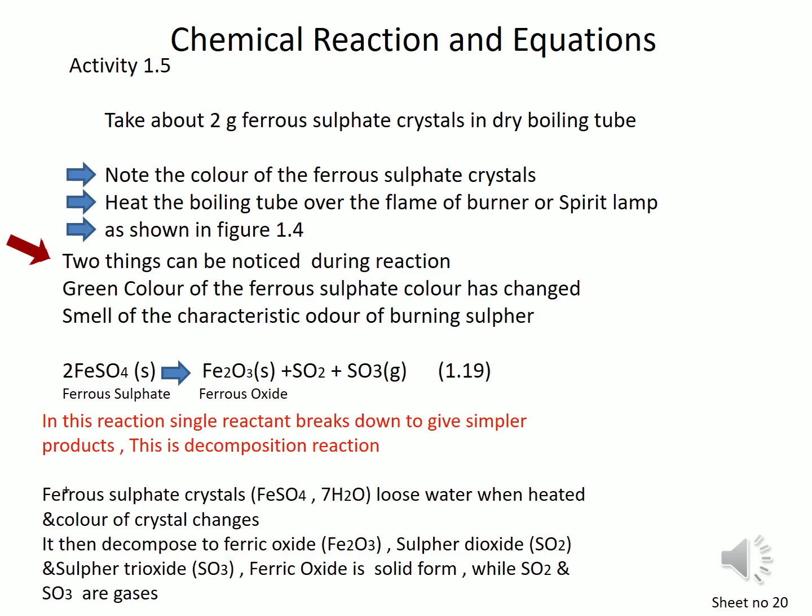Two things can be noted during the reaction. Green color of the ferrous sulfate crystal has changed, and there is a smell of characteristic odor of burning sulfur. So if we see the chemical reaction of this process, it is FeSO4, arrow. What arrow means? We are heating FeSO4. After heating, it is breaking into Fe2O3 plus SO2 plus SO3. In this reaction, a single reactant breaks down to give simpler products, so it is a decomposition reaction.